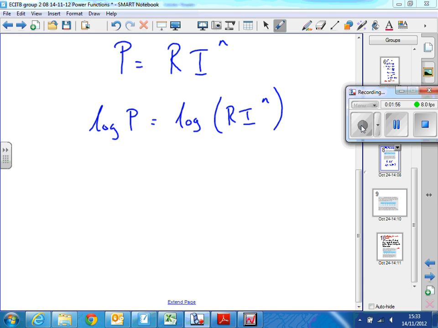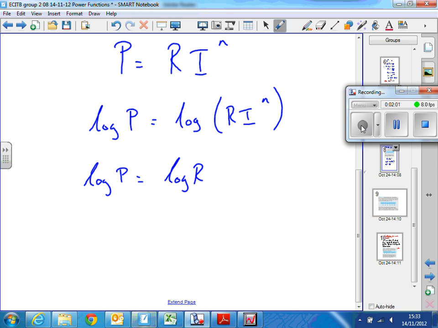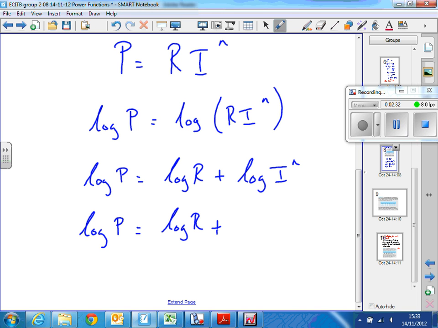Using laws of logarithms, I can say the logarithm of p equals the logarithm of r plus the logarithm of I to the n, because of the laws of logarithms. Multiplication becomes addition. As before though, and with these industrial equations we've just been looking at, because I've turned this log I into a power, I can then bring the n down and that becomes a multiply. So finally we've got that log p equals log of r plus n times the log of I.